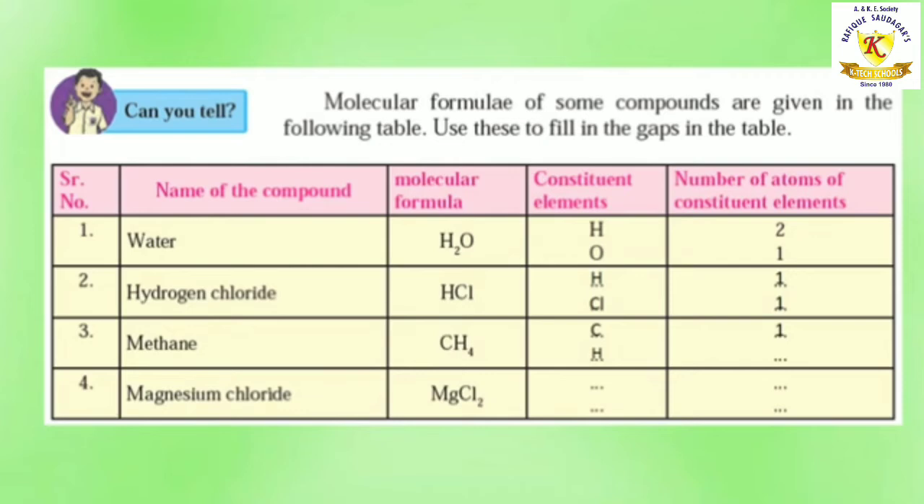For C it is 1 and for H it will be 4. Why 4? Look at the formula. It is CH4. Understood? The next we have magnesium chloride, MgCl2. The constituent elements will be Mg and Cl and the number of atoms of constituent elements will be 1 and 2.